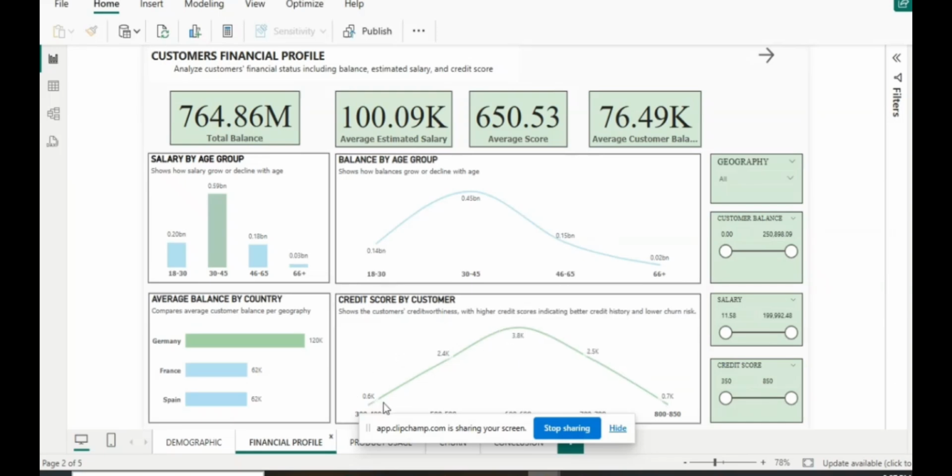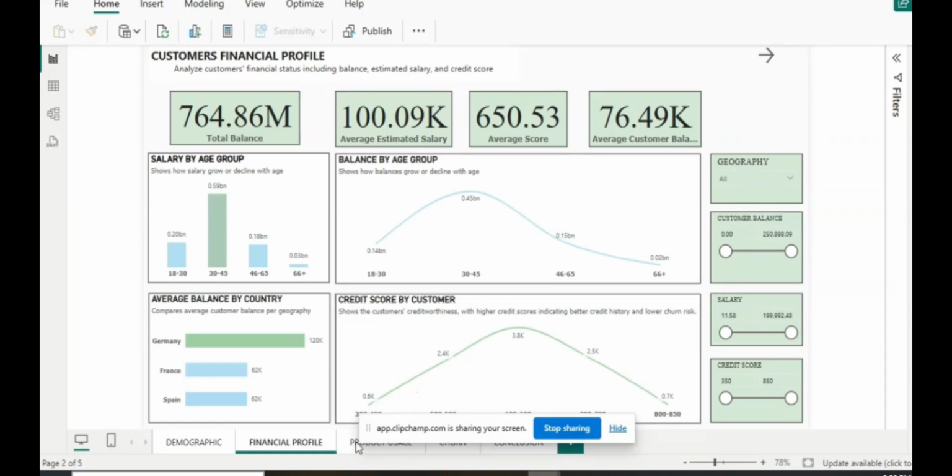Right? This one we have 632. That means, even from this creditworthiness, we could say that the bank is in safe hands because of the kind of customers they have. You can see, if you can read it, a higher credit score indicates better credit history and lower churn rate. That means customers with 800 have a lower churn rate, which is more advantageous to the bank. So we have our KPIs and our filters here: geography, customer balances, salary, and credit scores.